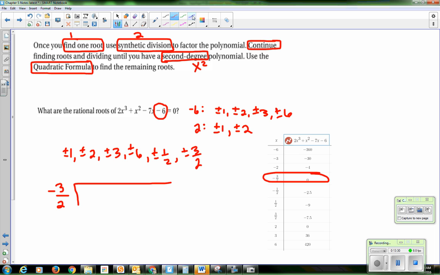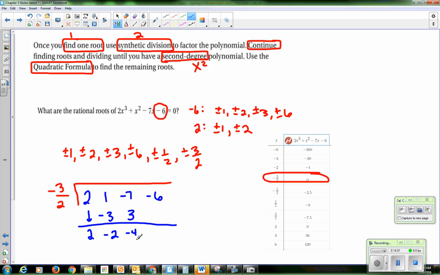So what we are going to do is use synthetic division to factor this polynomial. So it would be 2, 1, -7, -6. So we bring down the 2. -3/2 times 2 is -3. 1 plus -3 is -2. -3/2 times -2 is +3. -7 plus 3 is -4.